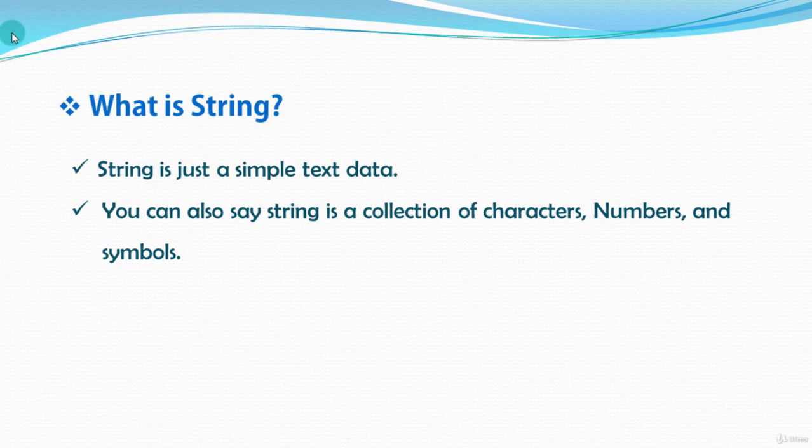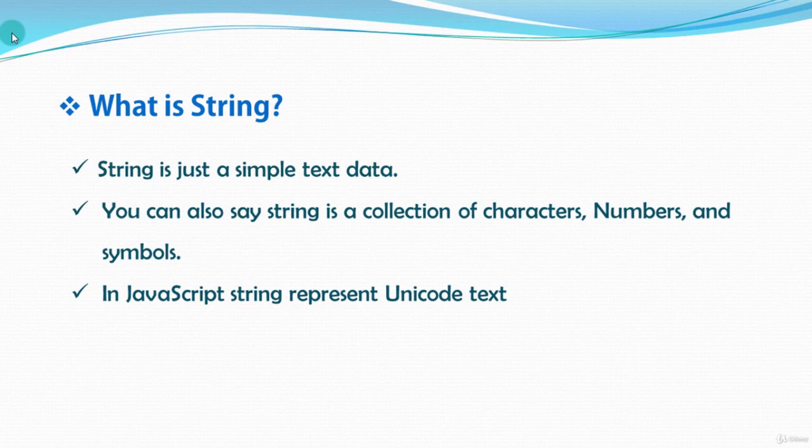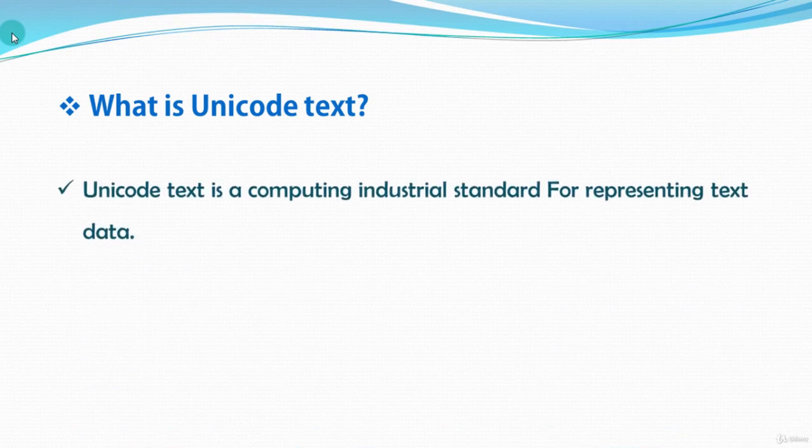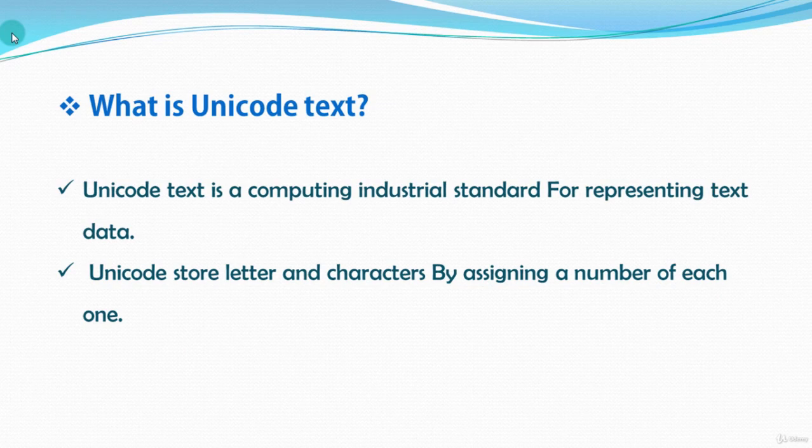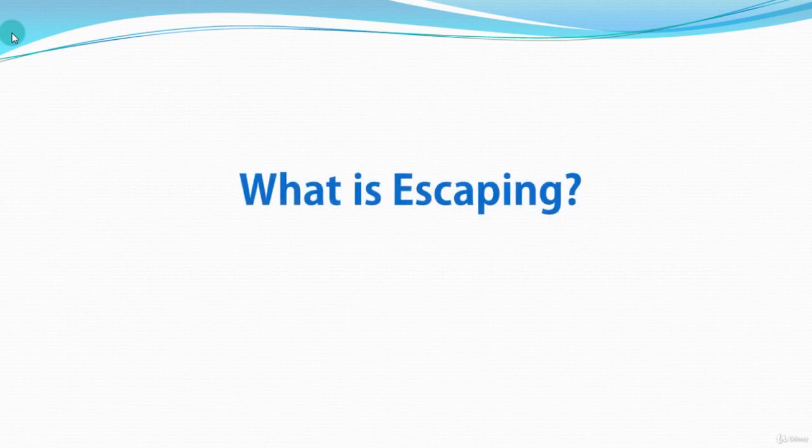In JavaScript, string represents Unicode text. If you think about it, this will definitely come to your mind: what is Unicode? Unicode is a computing industry standard for representing text data. Unicode stores letters and characters by assigning a number to each one. I will show you how to create Unicode in JavaScript after a few minutes. But first, let's take a look at what is escaping.